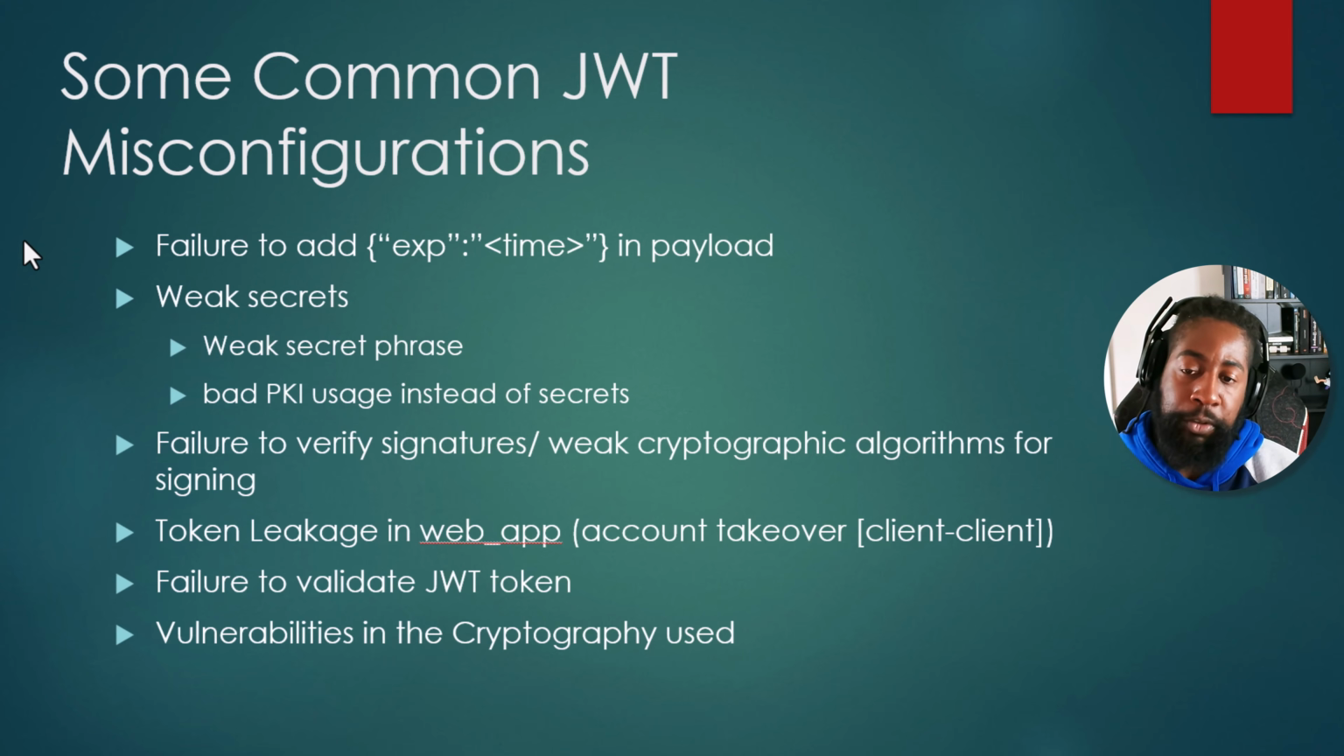All right, so one of the first common misconfigurations is failure to add an expiration time in your payload. So that JWT payload we created when we defined the expiration time, what happens if we remove that expiration? But I think it's self-explanatory, right? The JWT token will not expire, meaning that the server will continuously accept that JWT token forever. We're not ever losing that token.